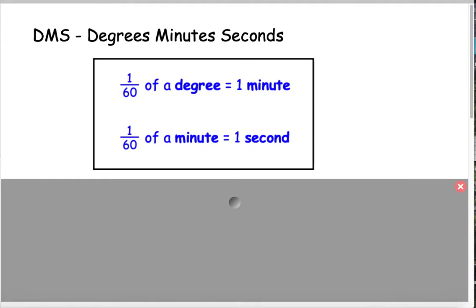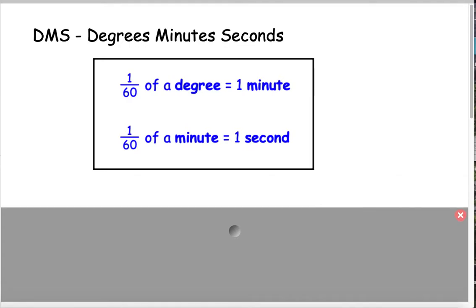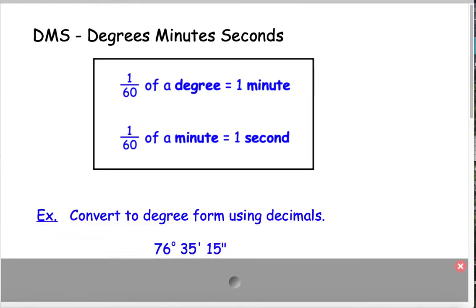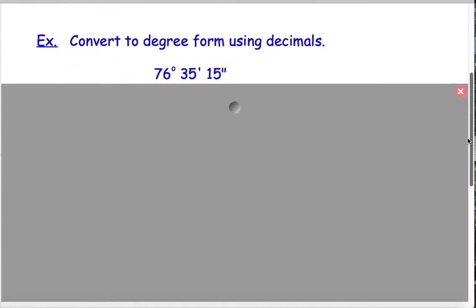So degrees, minutes, seconds. The nice thing is minutes and seconds remind you of time and a clock, and we know that there's 60 seconds in a minute and 60 minutes in an hour. So you can kind of think of a degree as like an hour when you're converting to minutes and seconds. All right, so let's do a couple of conversions on these.